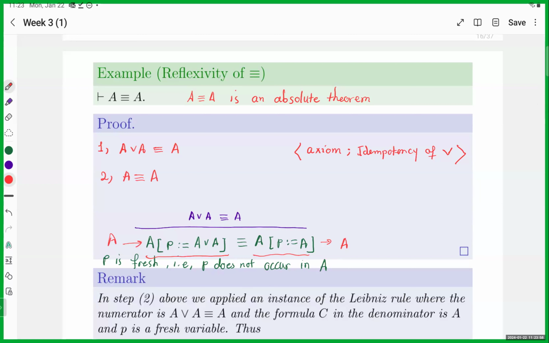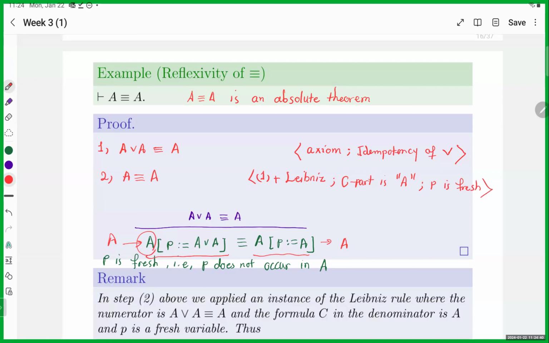And this is how you prove it. I'll just annotate here. I used step 1, where I applied Leibniz. And what did I take as the C part of the Leibniz? The C formula here was A, so that you know how you get there. And it was important that P is a fresh variable. So we're usually going to write that P is fresh.